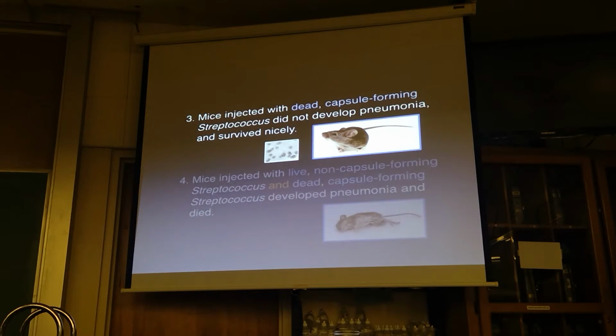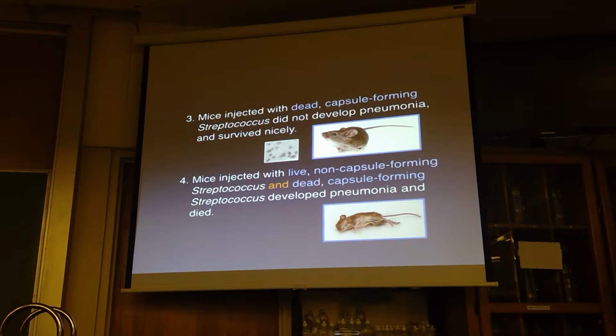But he used a combination of Streptococcus that would not normally cause any damage: the non-capsule forming strep that were living, and the dead capsule-forming strep. Either one of those alone didn't do anything to the mice. But when he gave them in combination, the mice got pneumonia and they died. So Griffith wanted to know why. What the heck? Why was that?